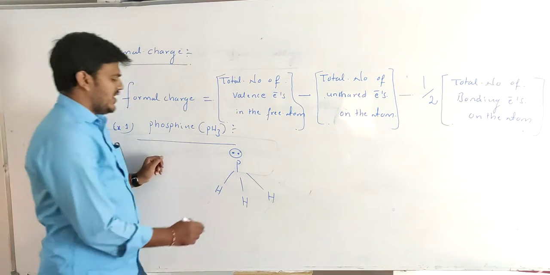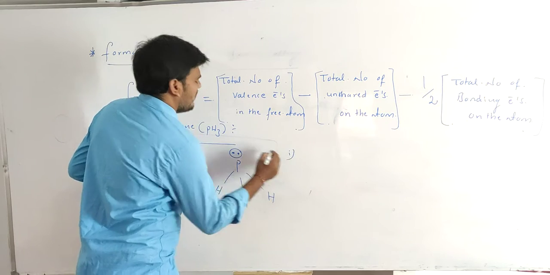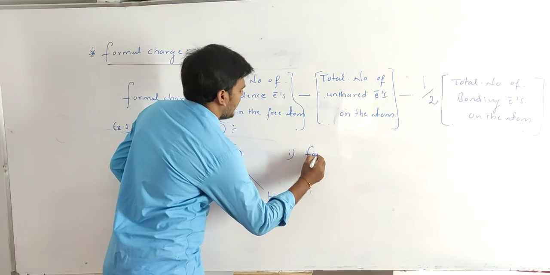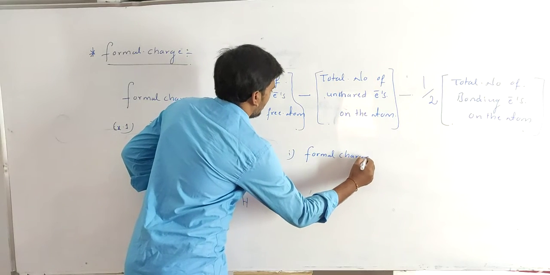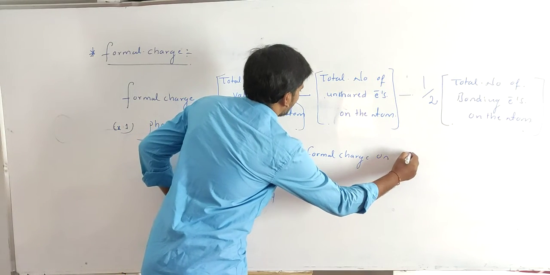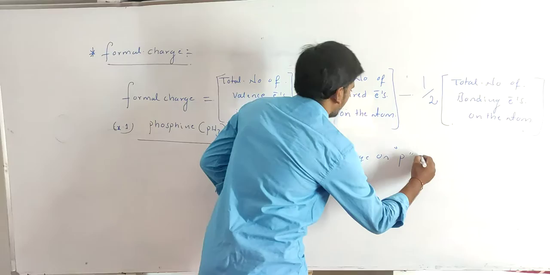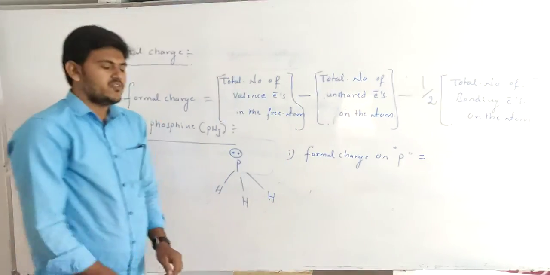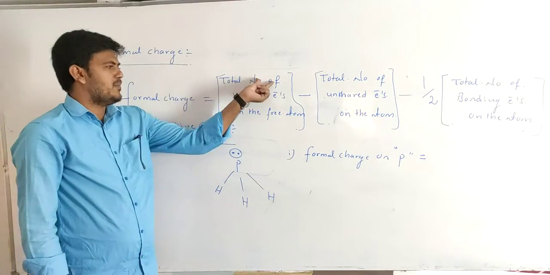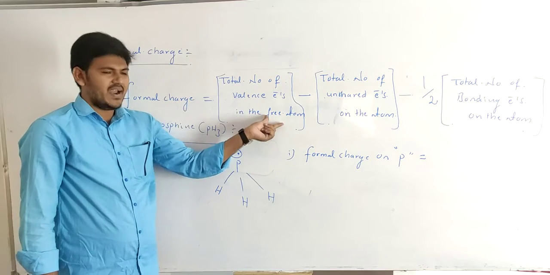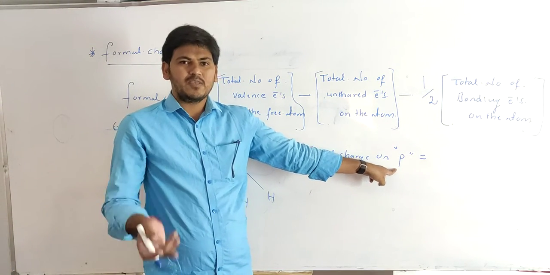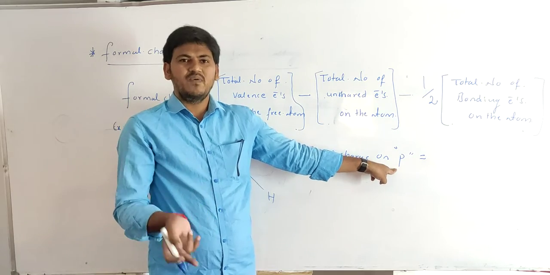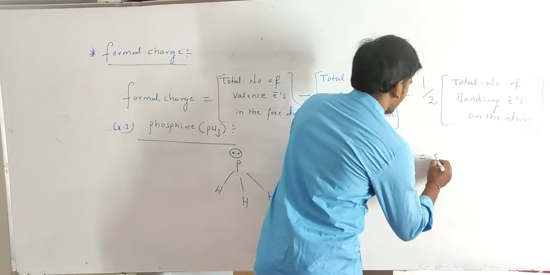So first, very simple: the formal charge on the phosphorus atom. By the formal charge principle, the total number of valence electrons in the free atom. The free atom is phosphorus, a fifth group element, so valence electrons are 5.